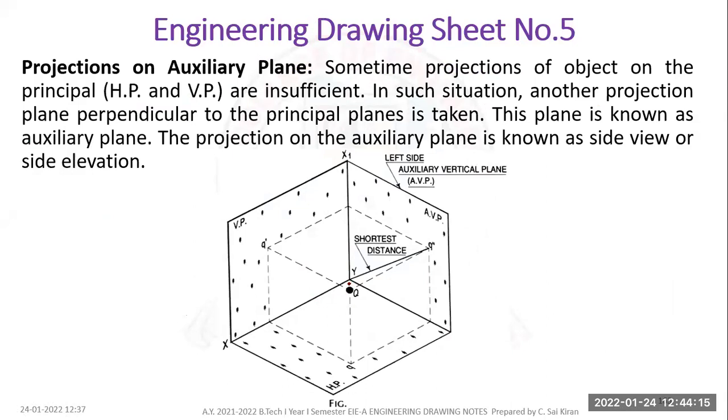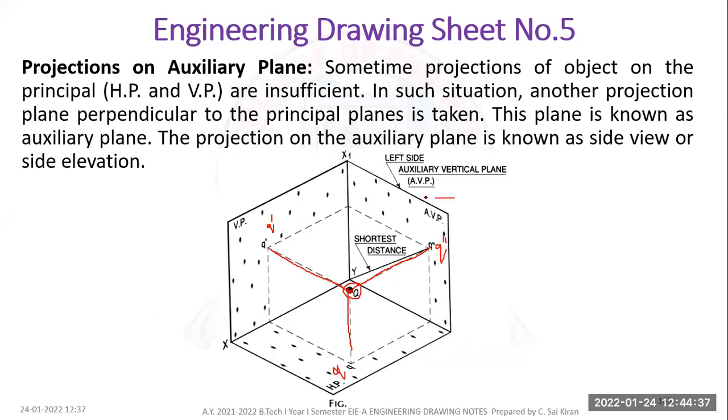So this is the same concept we are discussing here. Suppose there's a point Q in the first quadrant. So this is the first quadrant. If I'm projecting on the front view, it is called Q dash. If I'm projecting below, it is called Q. If I'm projecting on the side view, it is called Q double dash.